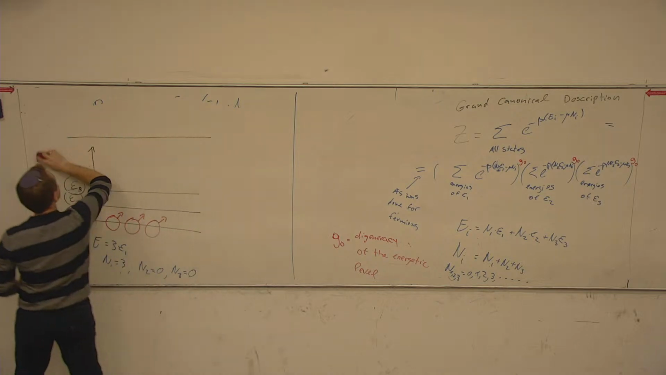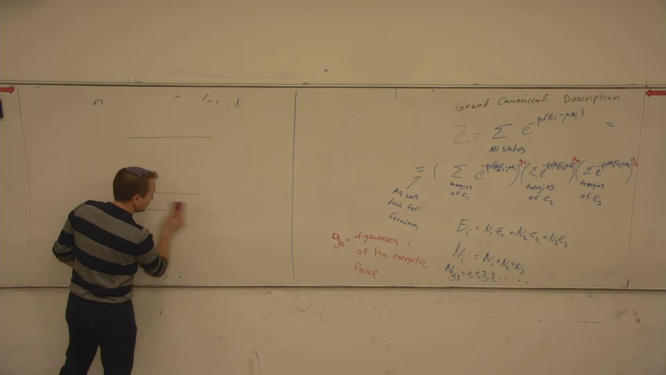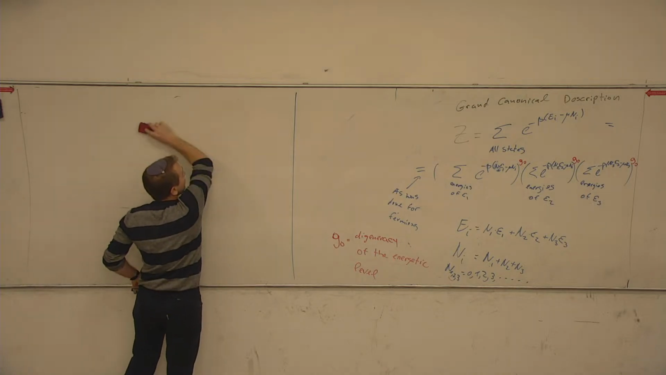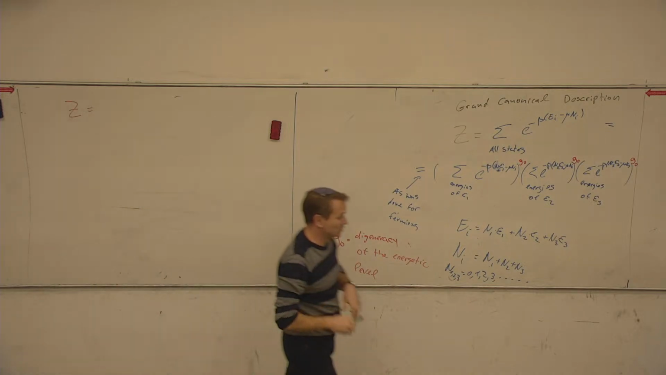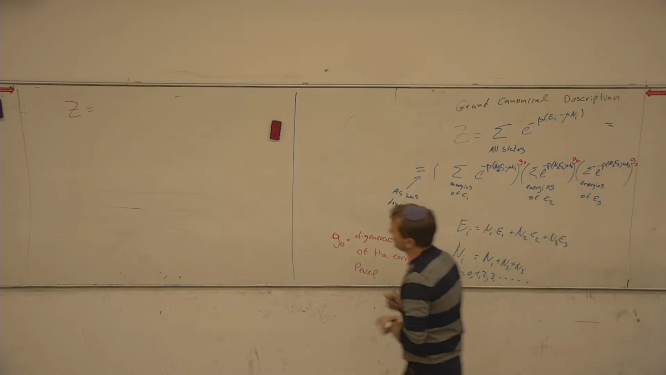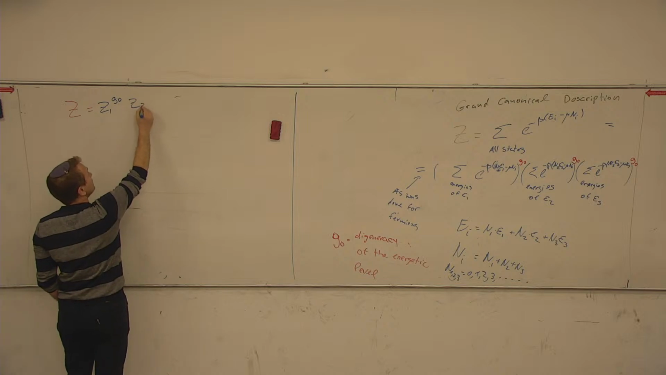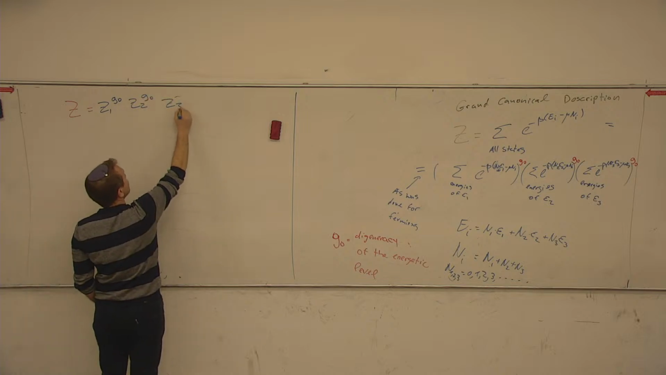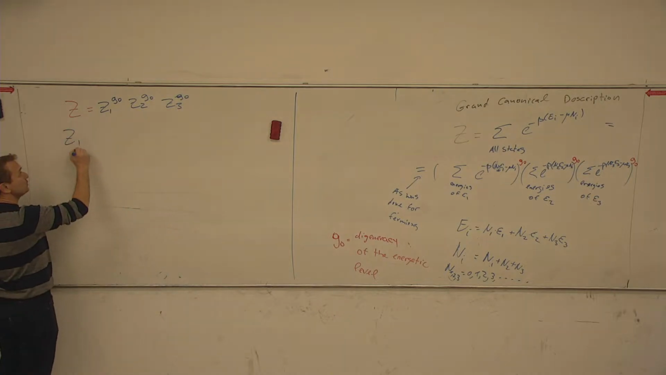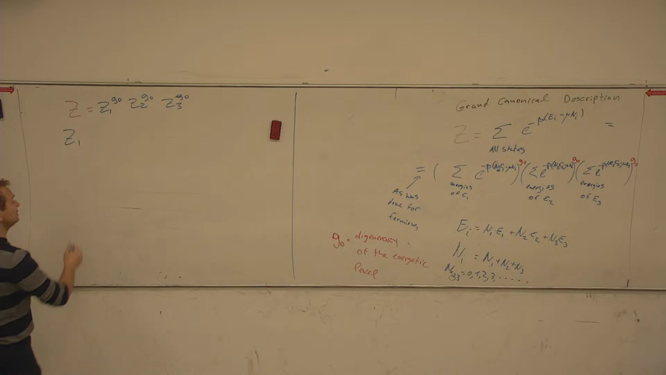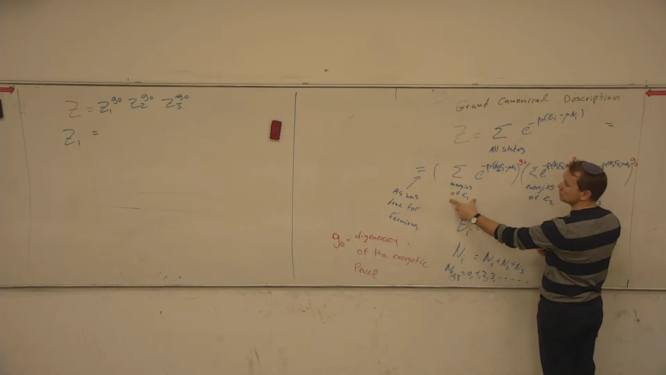Okay. Now that we have written this down, we can say that the partition function is simply z1 to the power of g0 and z2 to the power of g0 and z3 to the power of g0. How do we compute it? Let's compute, for example, z1. What is z1? So z1 is this guy, all the different energies of epsilon 1.